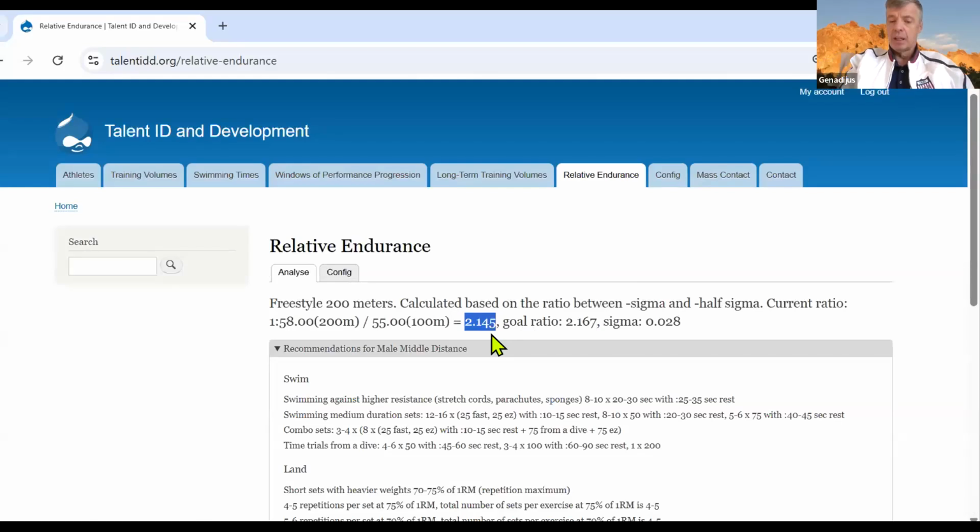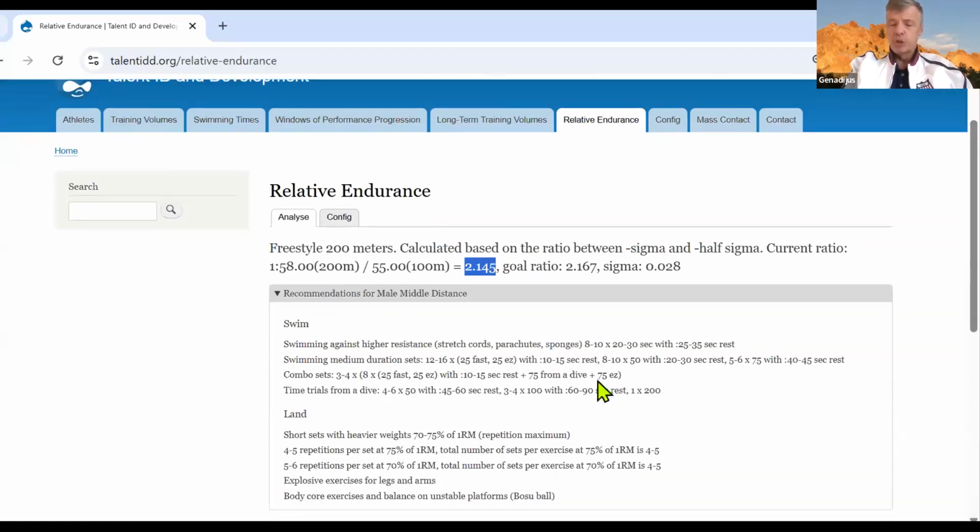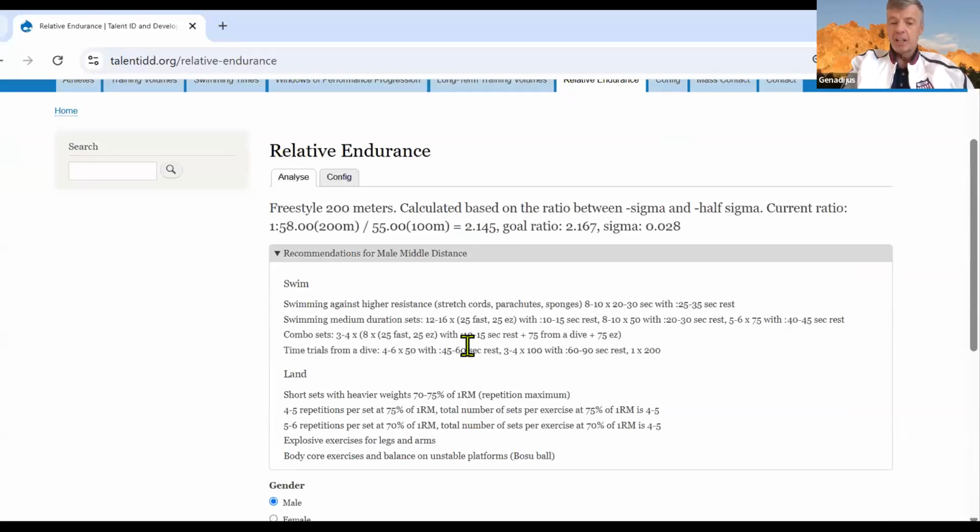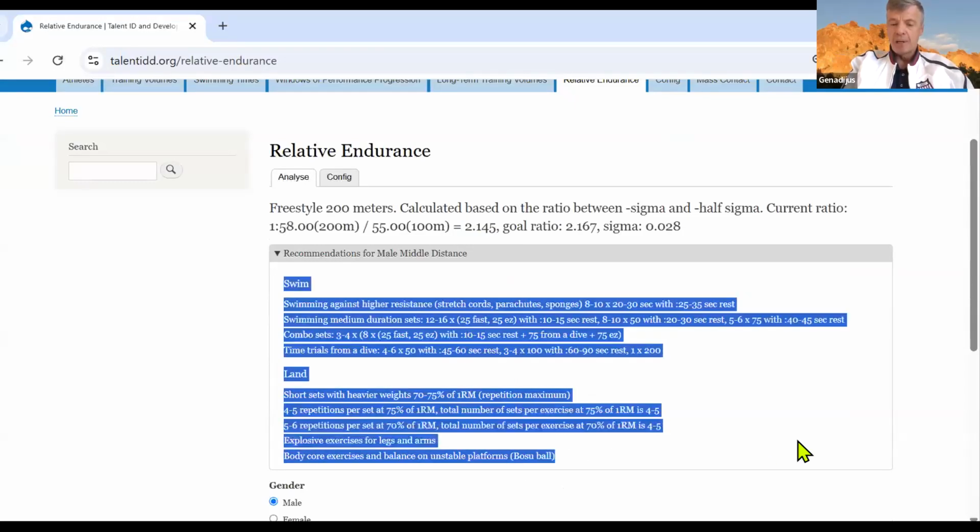And that tells the software and me as well, by looking at these numbers, that you need to improve power. And then again, there are recommendations to improve power in practices more. Higher resistances in the water, on land, weights higher relative to one repetition maximum. And you can also do longer rest intervals in sets, more from a dive, sprint, and other stuff in order to increase power for this swimmer. Because the ratio between times is lower than for elite level swimmers.